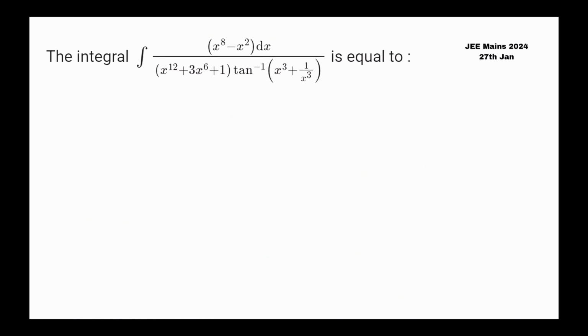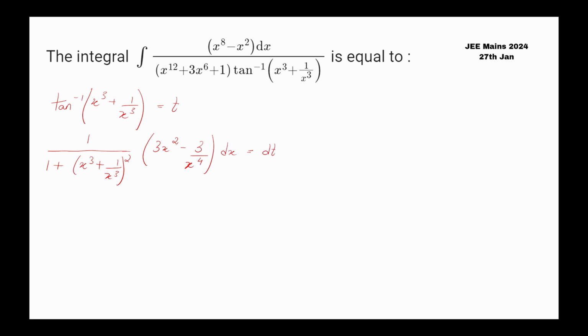The integral of x to the power 8 minus x square, upon x to the power 12 plus 3x to the power 6 plus 1, times tan inverse of x cube plus 1 by x cube. So we need to find out the integration. So what I'll do is I'll assume my tan inverse of x cube plus 1 by x cube to be t. So if this is t, that means if I differentiate this, I would have 1 upon 1 plus x cube plus 1 by x cube whole square, into 3x square minus 3 by x to the power 4 dx, is equal to dt. This is what I'm going to get as my dt.